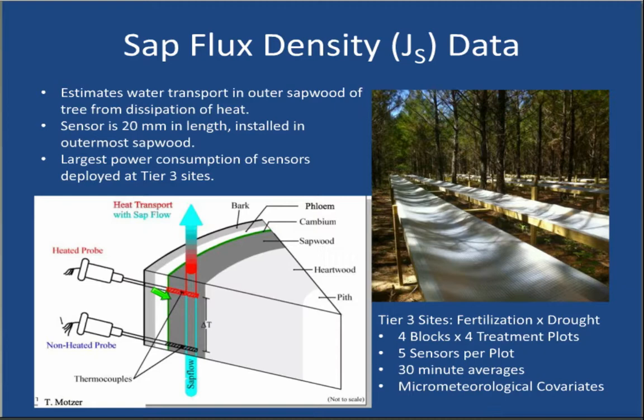So at the Tier 3 sites, we have 16 plots, as Rod pointed out, at each site. We have 5 sensors per plot implanted in the outer sapwood. I'll note that these sensors, because of heating, require the most power of any of the sensors at our sites. Therefore, 5 per plot is about as much as we can manage on solar power.